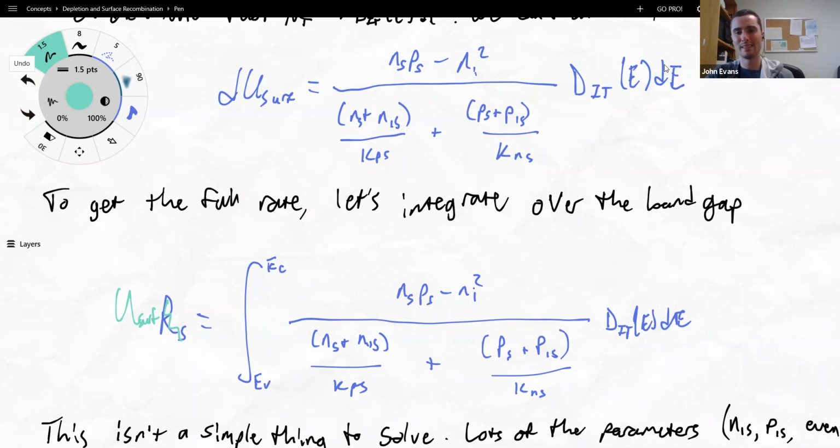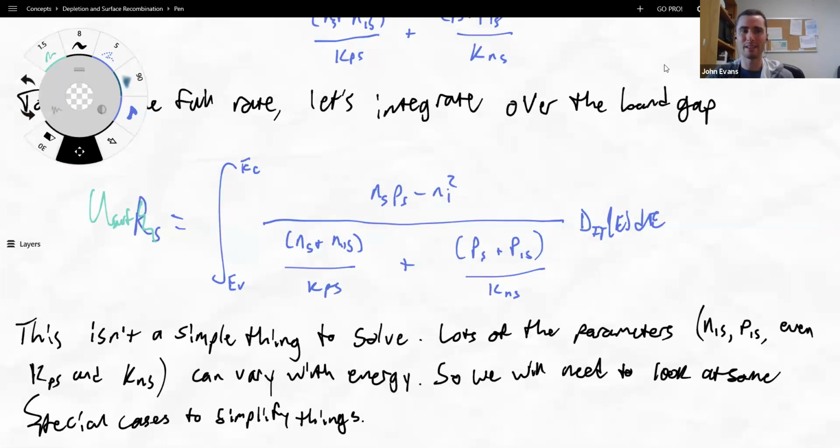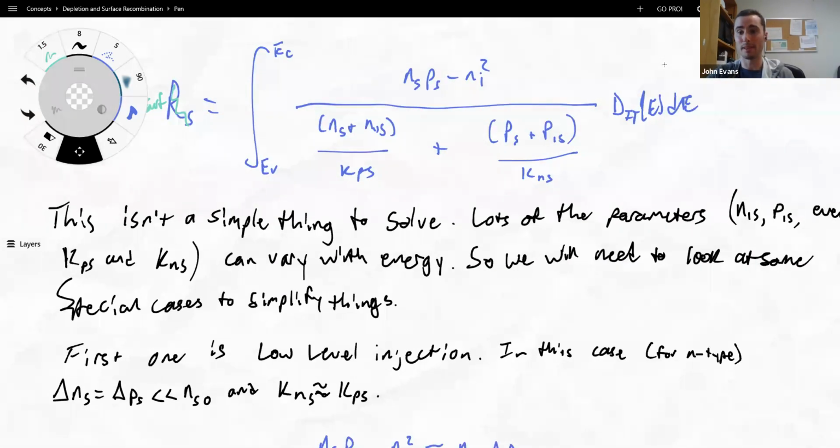The problem is it's not that simple, unfortunately. It turns out that as a function of energy, a couple of these parameters change, including the n and p sub 1s, and even occasionally our rate constants. So there's at least 3, maybe up to 5 functions of energy in this expression, which is a lot. So we're going to look into some special cases to simplify things.